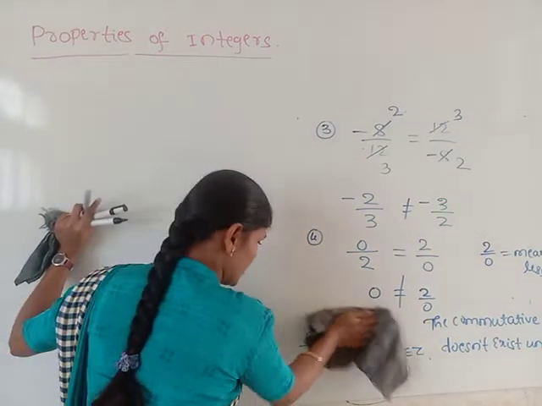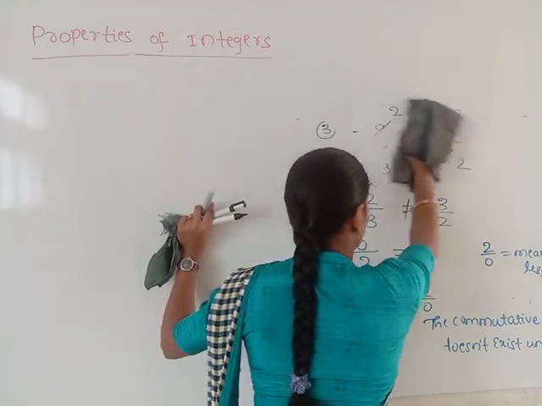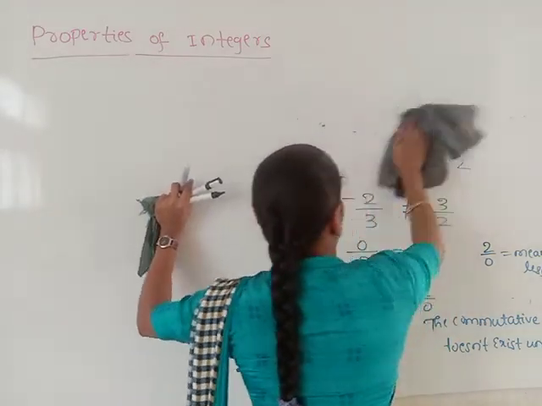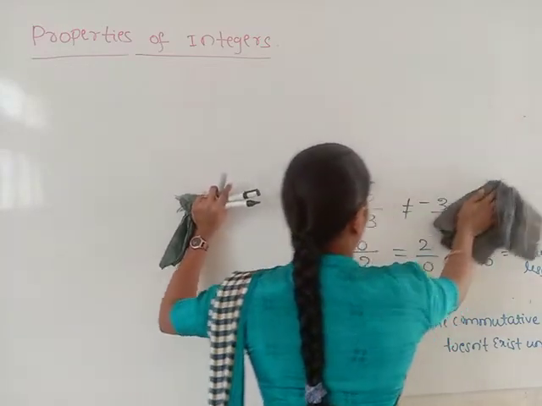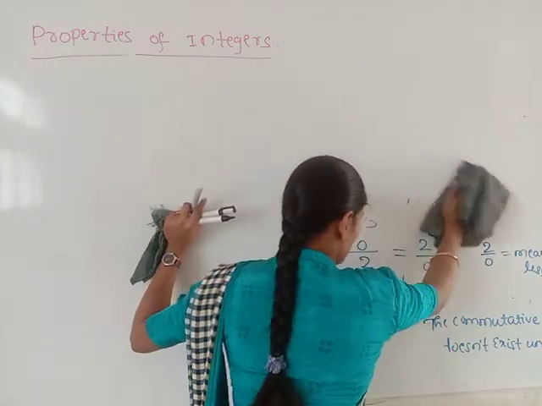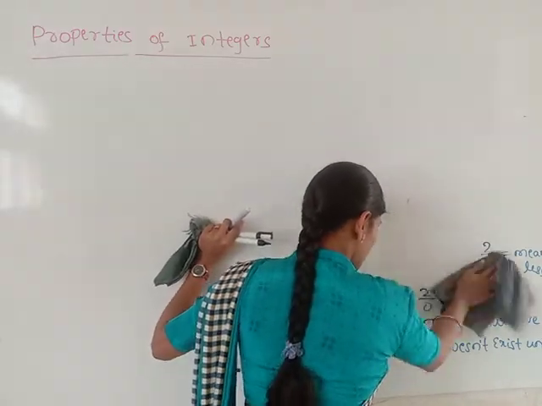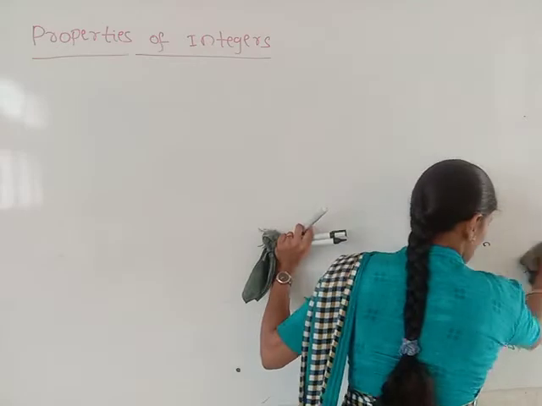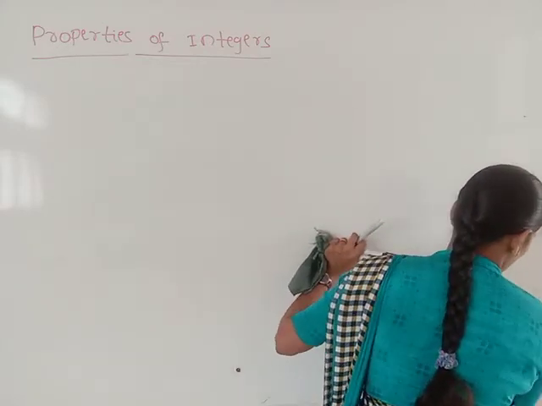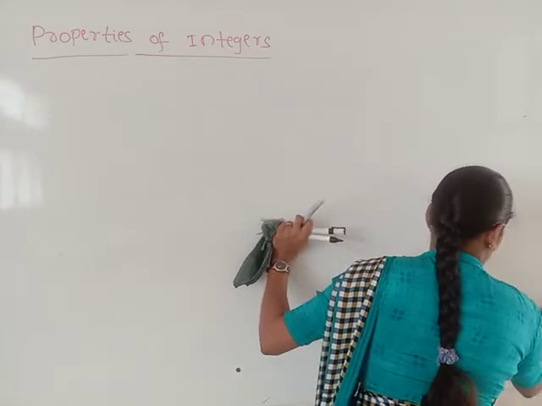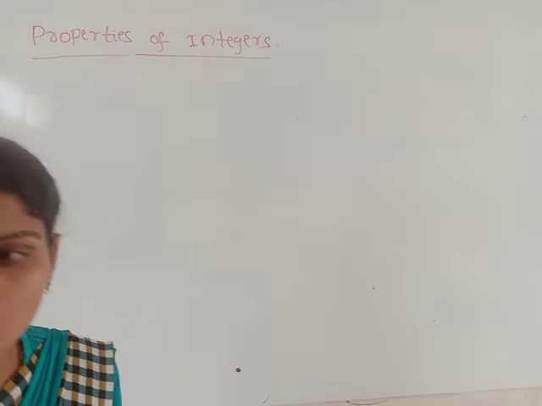Associative property, not a distributive. Associative property. After that, we are going to discuss the distributive property as well as the additive identity of the integers and the multiplicative identity of the integers. Yes, so still we have to discuss 4 concepts. Now we have to take the associative property.